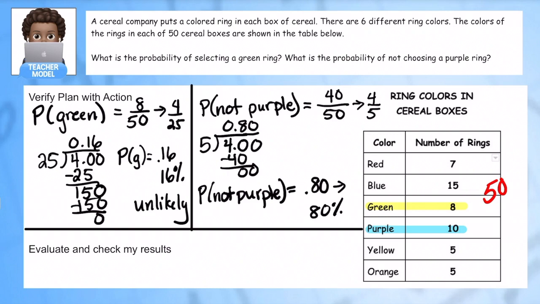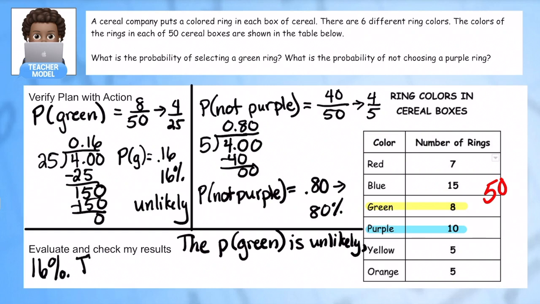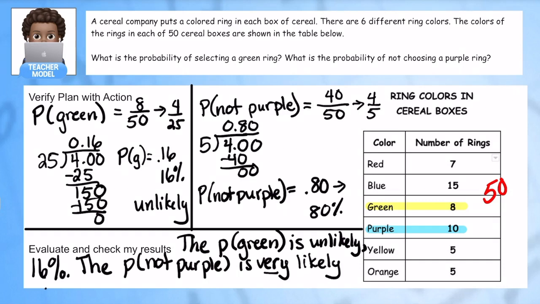So let's write down my full answer. What is the probability of selecting green? The probability of green is unlikely, 16%. The probability of not purple is very likely. Why am I using very? Because it's approaching 100%. It is very likely at 80%. Hit pause and jot this down into your notes.